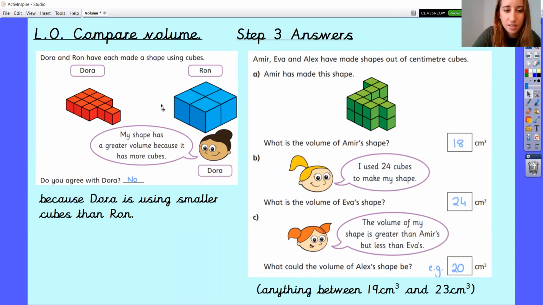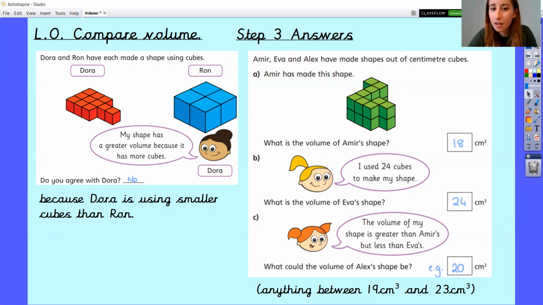So it's hard to tell, isn't it, from a picture? But if we're assuming that these cubes are bigger and these cubes are smaller, which they do look like they are in the pictures, then we would say that hers doesn't have a greater volume. It does look smaller generally, doesn't it, than Ron's shape, okay? So we can only really compare the volumes directly if they've got the same size cubes. If they haven't got the same size cubes, we have to kind of roughly look at them and decide.